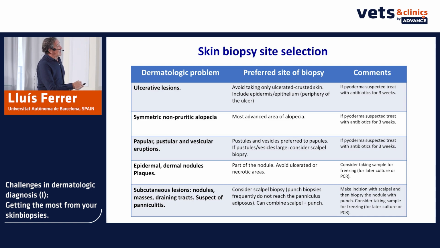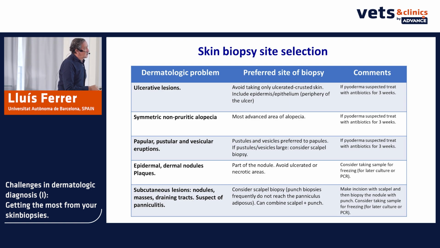We know, for instance, that in ulcers, we are going to avoid taking ulcerated skin. We need epidermis in all cases. The epidermis is where most of the useful information is. So we don't pick up an area of ulceration because we are going to waste the time. In symmetric non-pruritic alopecia, for instance, we want the most advanced area of alopecia. And still, many vets select the area of transition between non-alopecic and alopecic skin. That is very difficult to evaluate for the pathologist.